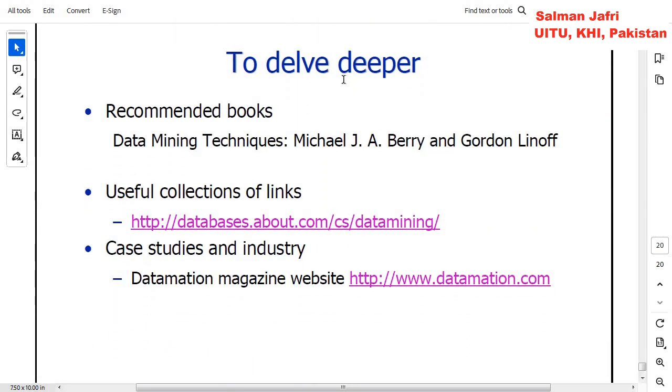So to delve deeper, there are some books that can be discussed. I would be sharing some standard books also. I have placed them on the shared folder already, so you can take a look at those.